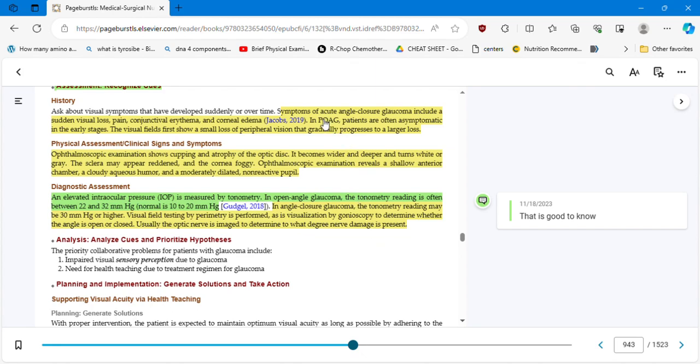In primary angle glaucoma, patients are often asymptomatic in the early stage. The visual fields first show a small loss of peripheral vision that gradually progresses to a larger loss. So when you go to the doctor, to the ophthalmology, there is a test in which you put your head in a capsule and they start lighting up little dots inside of that capsule, right?